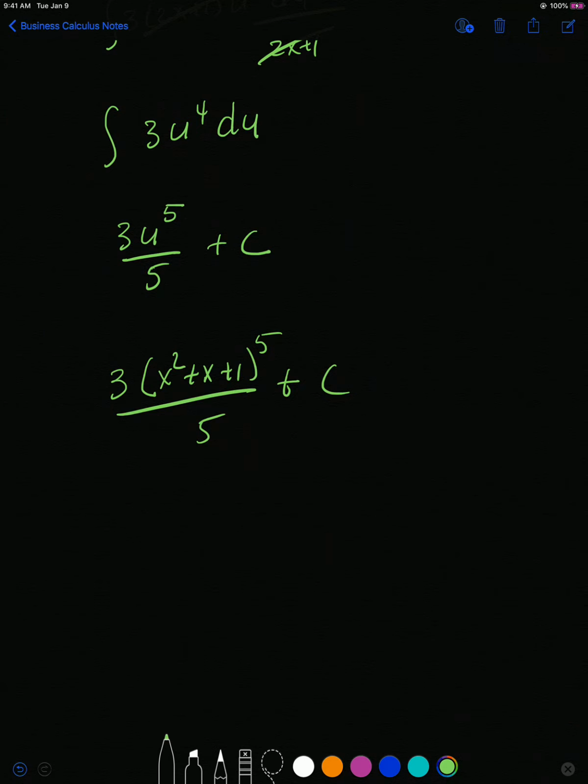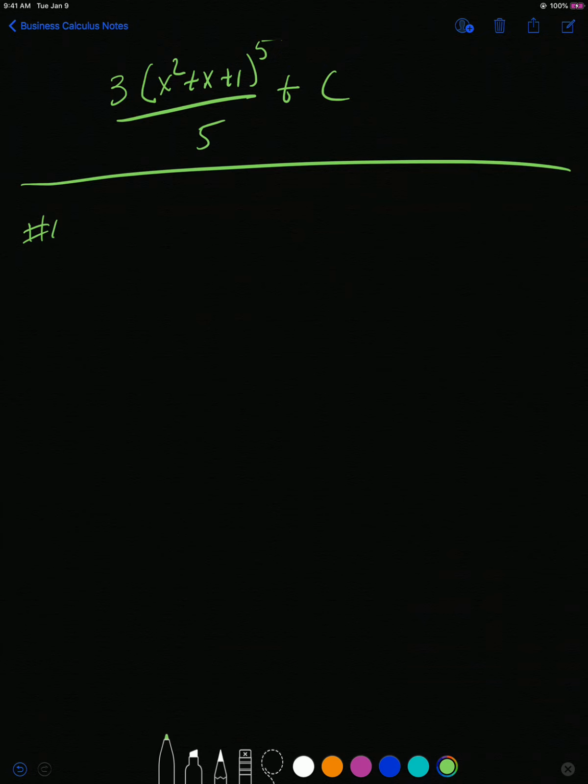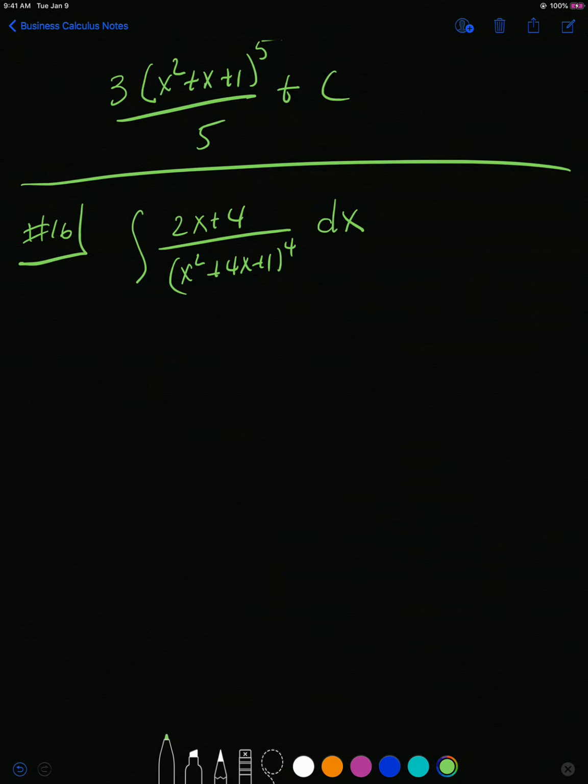All right. Next question, number 16. I have the antiderivative of 2x plus 4, I'm taking the derivative in my head, divided by x squared plus 4x plus 1 raised to the fourth power dx.